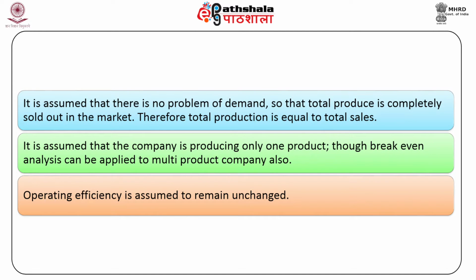Fifth, it is assumed that there is no problem of demand so that total produce is completely sold out in the market. Therefore, total production equals the total sales. Sixth, it is assumed that the company is producing only one product, though break-even analysis can be applied to a multi-product company also. Seventh, operating efficiency is assumed to remain unchanged. Now, based on the above assumptions, the break-even point of a firm can be defined as a point where total revenue equals the total cost of the firm so that its profit is zero.